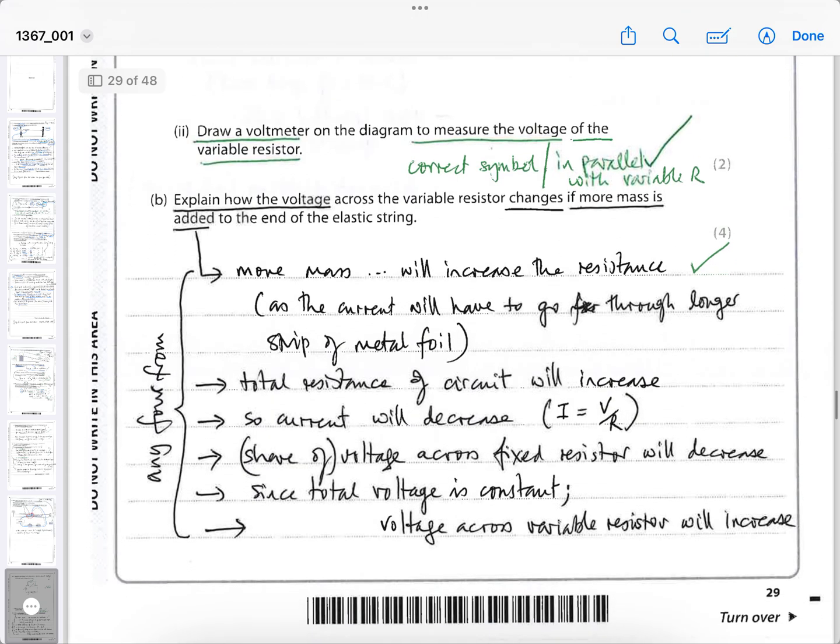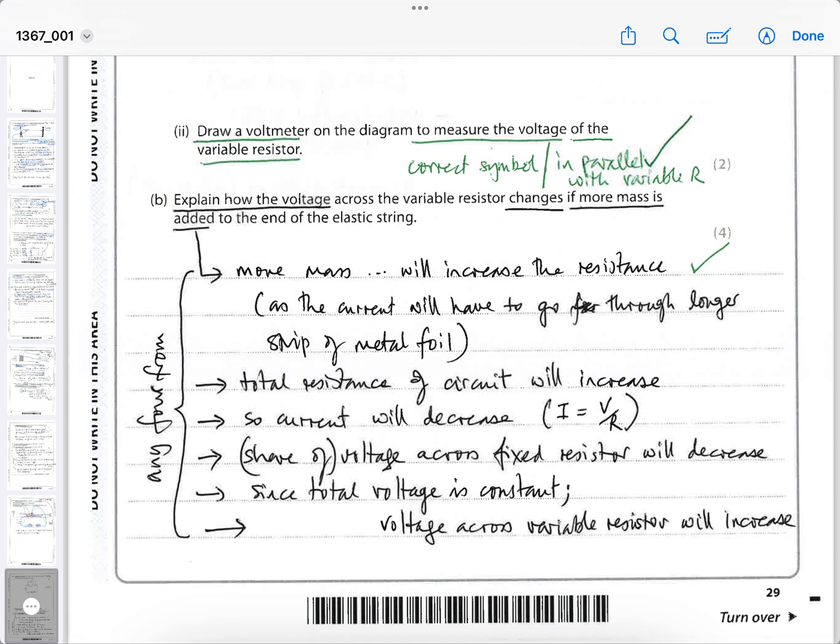And then it says explain how the voltage across the variable resistor changes if more mass is added to the end of the elastic string. So if you add more mass, yes, it will increase the resistance, as I explained to you before, as the current will have to go through a longer strip of metal foil. And longer means more resistance, and the resistance of that bit itself is directly proportional to the length of the foil that it has to go through. Okay, so any of these arrow-headed points can gain you marks.